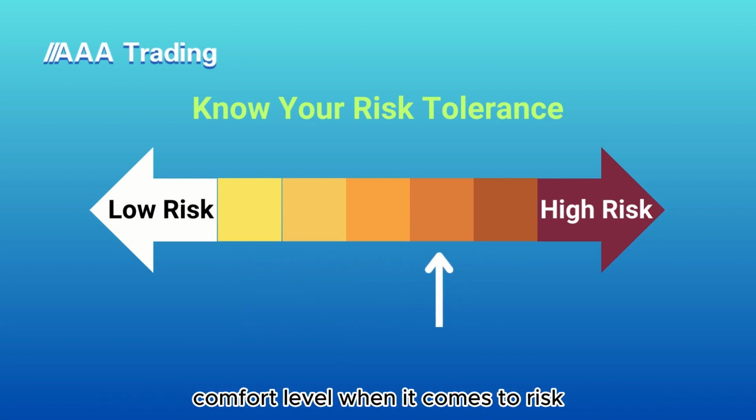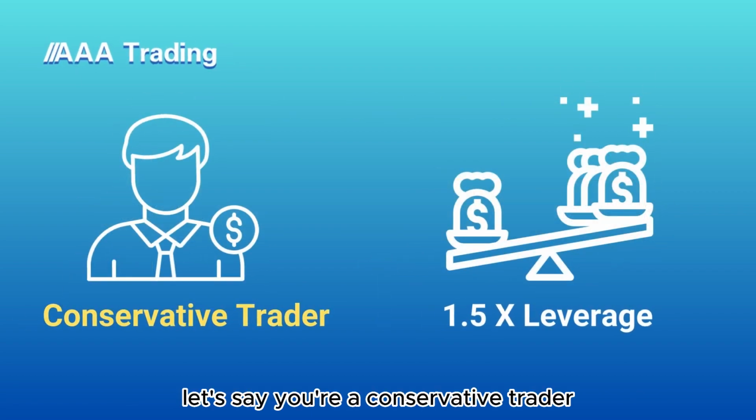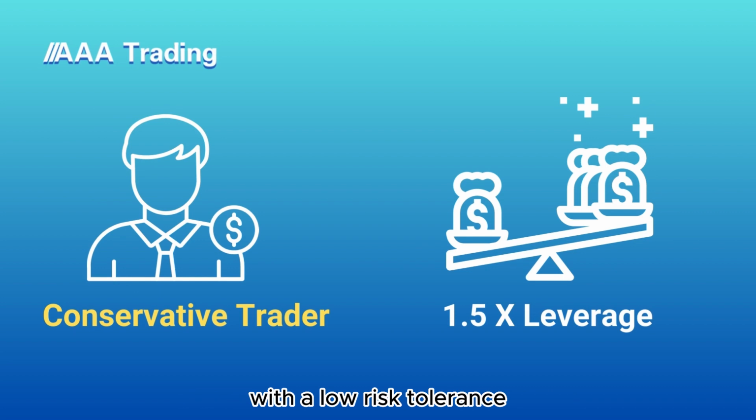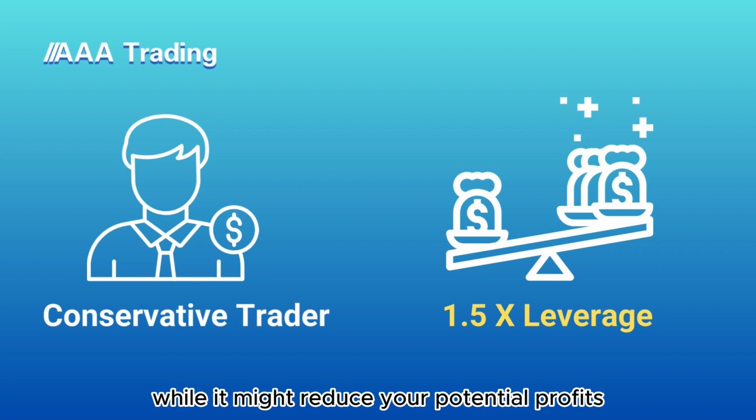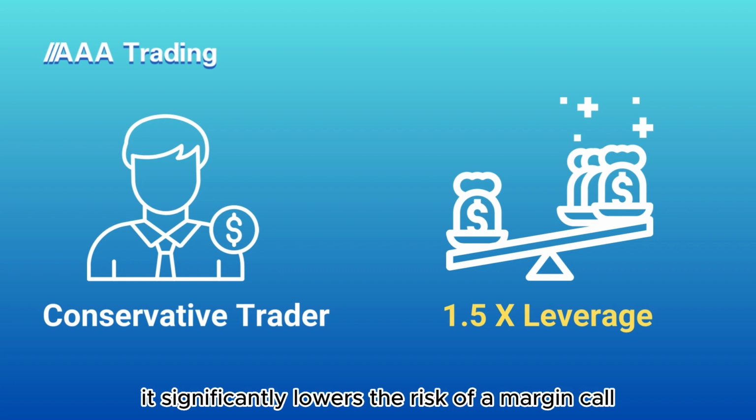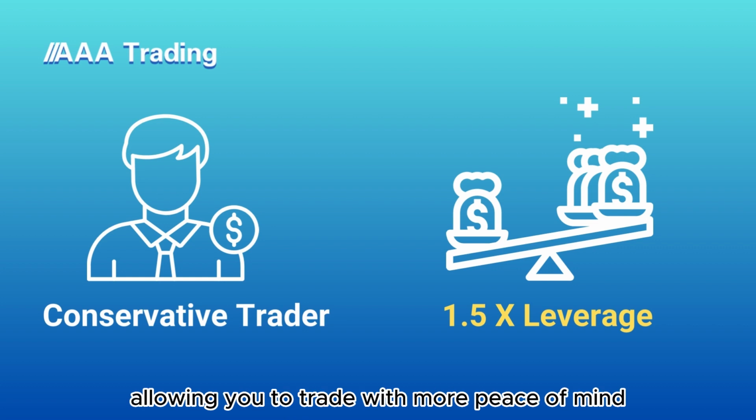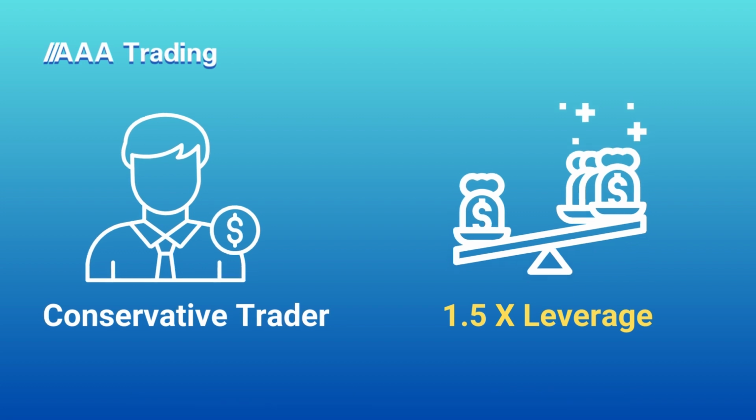Everyone has a different comfort level when it comes to risk. Let's say you're a conservative trader with a low risk tolerance. Instead of using high leverage like 5 times or 10 times, you opt for 1.5 times leverage. While it might reduce your potential profits, it significantly lowers the risk of a margin call, allowing you to trade with more peace of mind.